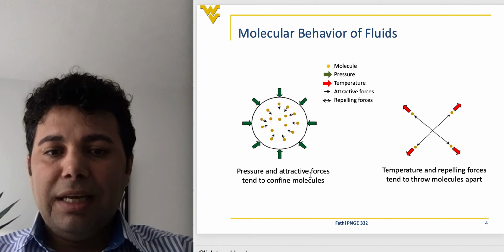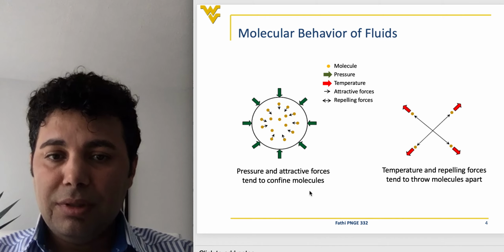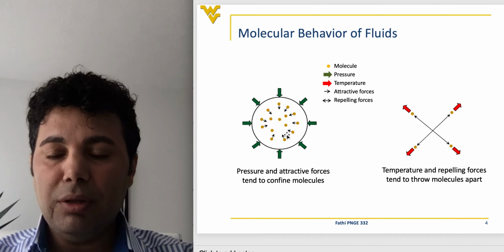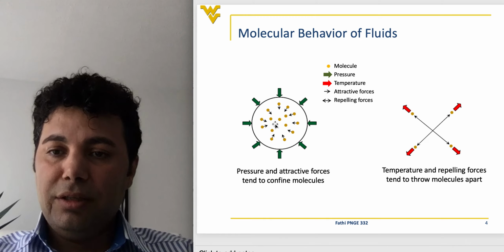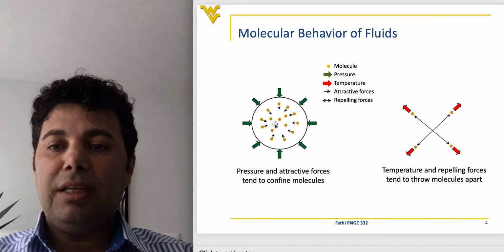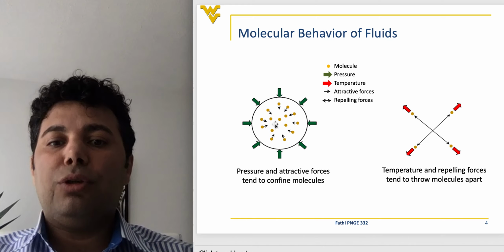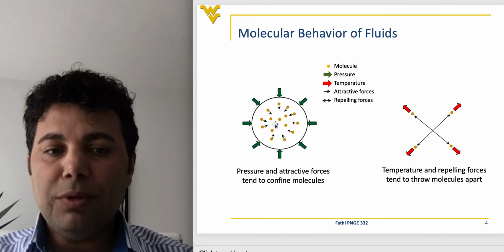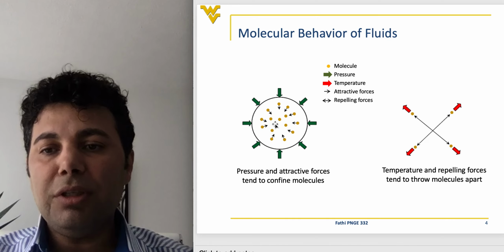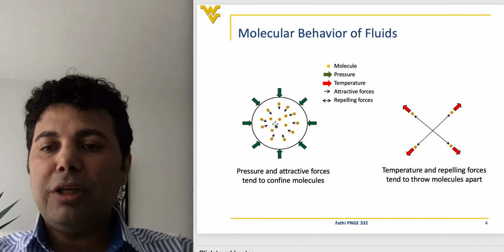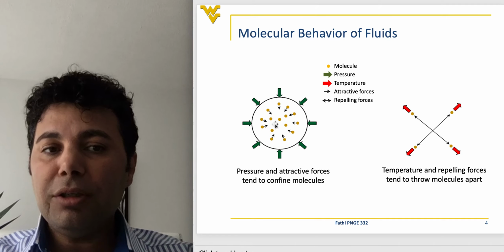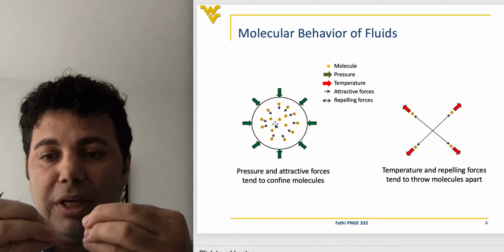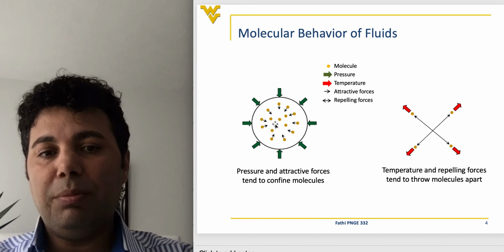So pressure and attractive forces tend to confine the molecules, okay? Because when we increase the pressure, which means we are increasing the number of molecules, the attraction forces come into the picture, and they try to bring these molecules together, so they're trying to confine the whole system. But temperature and repelling forces tend to throw the molecules apart. When we increase the temperature, we increase the kinetic energy, so their vibration and motion become higher, and they get away from each other. And exactly like repelling forces, when these molecules come together and get very close, the repelling forces just throw them away.